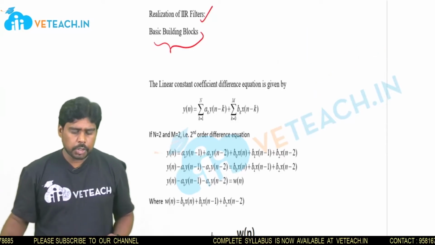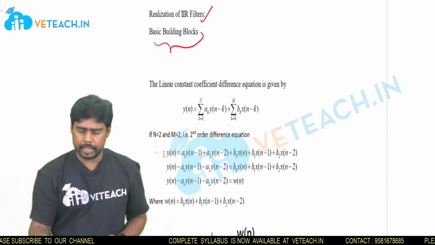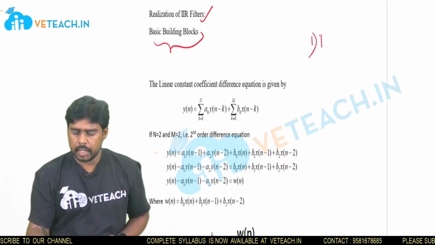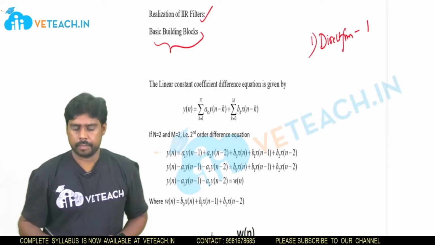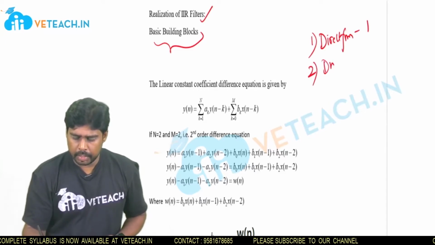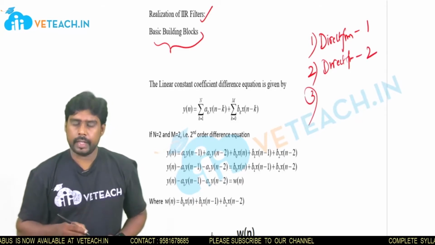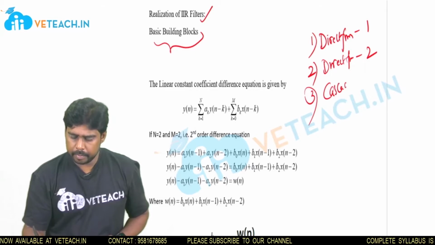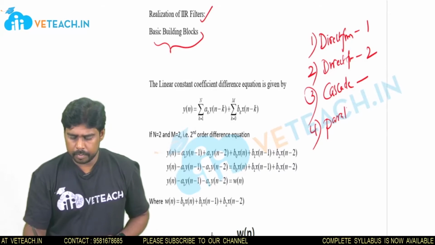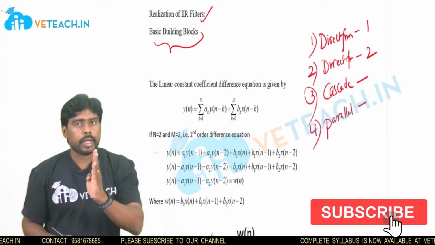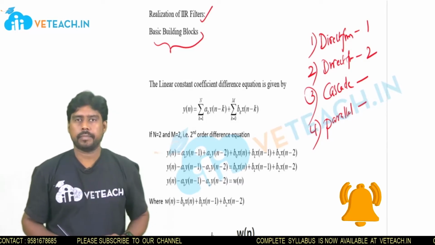For realization of IIR filters we have 4 methods. The first one is direct form 1. The second one is direct form 2. The third one is cascade. The fourth one is parallel. So we have 4 realizations: direct form 1, direct form 2, cascade and parallel.